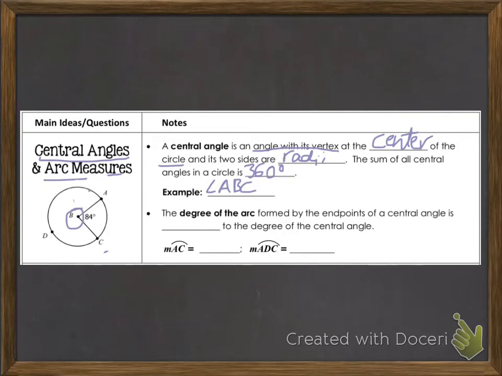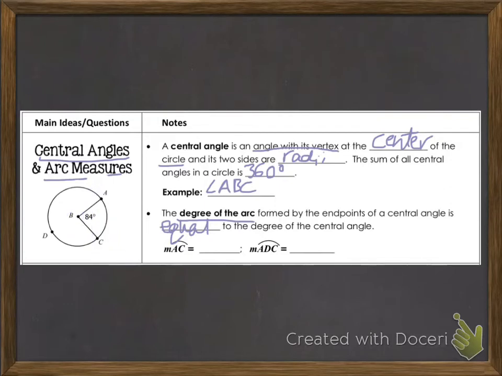Now the degree of the arc formed by the endpoints of a central angle. So now we're actually looking at this part right here. So formed by the endpoints of the central angle, that is going to be equal to the degree of the central angle. So let me erase all of this mess over here.